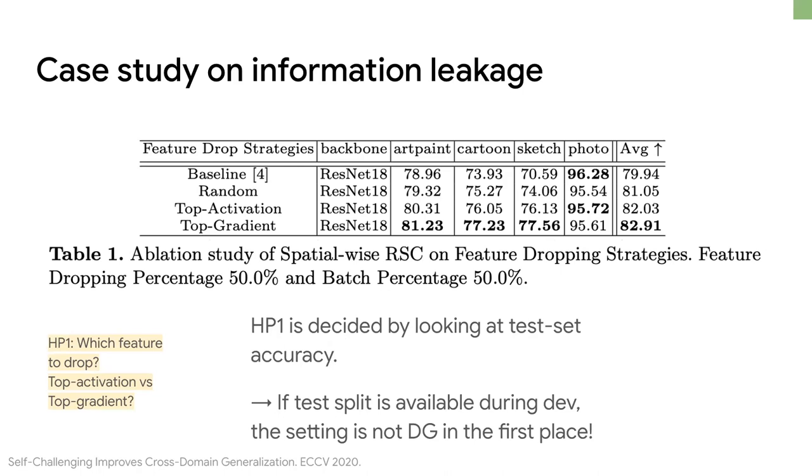This is the table where they compare different feature dropping strategies, whether they don't do anything, which is the baseline, or they drop random ones, or they drop the top activation or top gradient. And the numbers there on the right side, these are all final numbers they use to compare against the other methods. So these are test split results. So they're making a design choice here, which is the top gradient eventually, based on the numbers here, which are used for comparing against the other methods. So this is an example of information leakage.